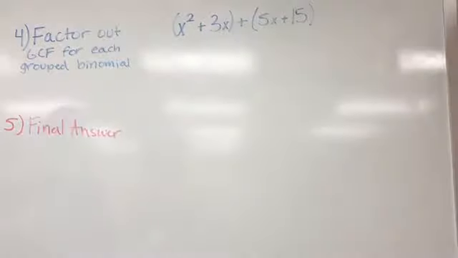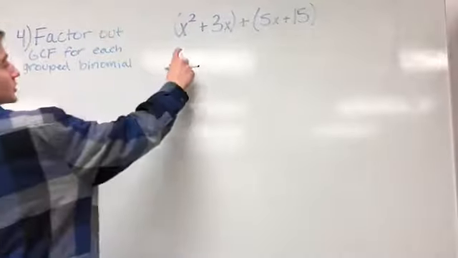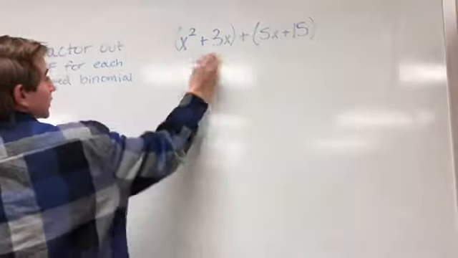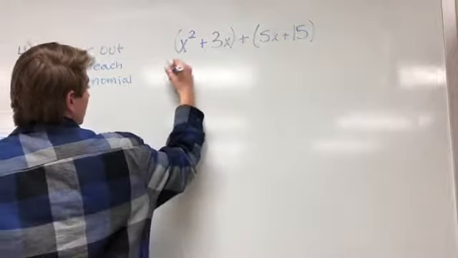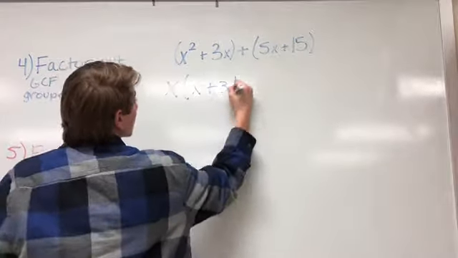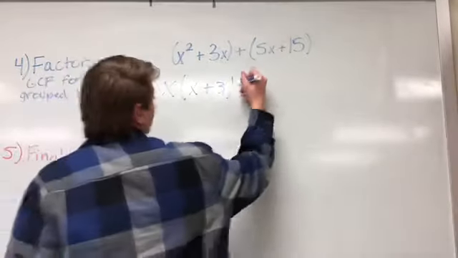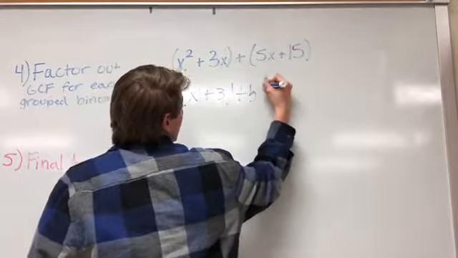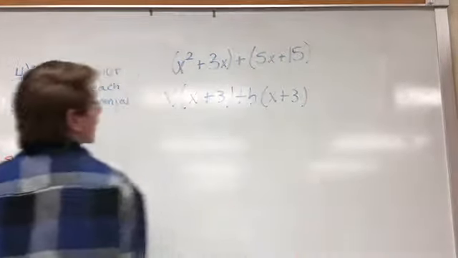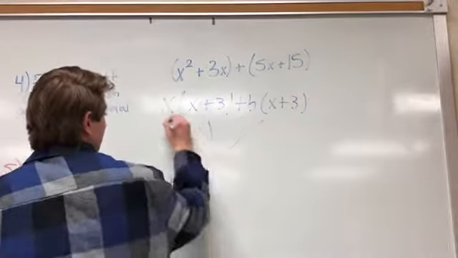Alright, so this leads us to our fourth step, factoring out the GCF for each group binomial. Here's the first group and there's the second group. So by the first one, you can only take out an x, and that leaves us with an x plus 3 left over. And then do the same thing for this grouped binomial. We can take out 5, which leaves us with an x plus 3. Alright, these should match.